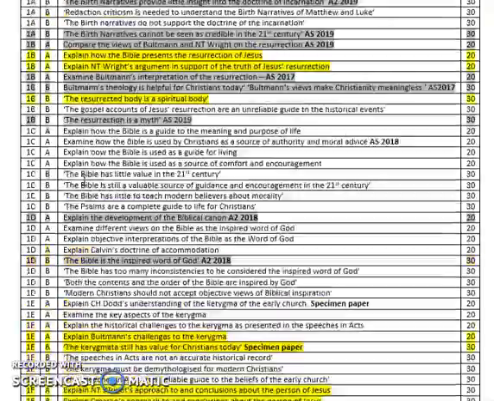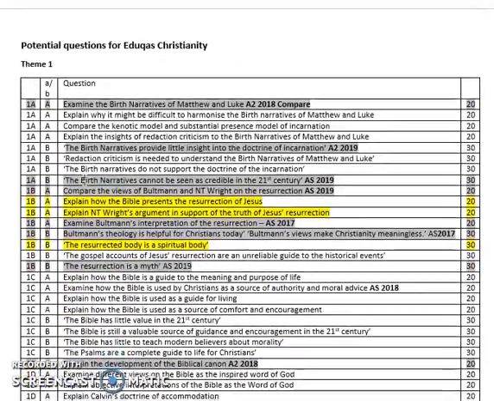And then in the first column is the sub-theme, so theme 1A, birth stories, 1B, resurrection, and so on. And then whether it's a part A or a part B. And then here are a number of marks, so 20 or 30.